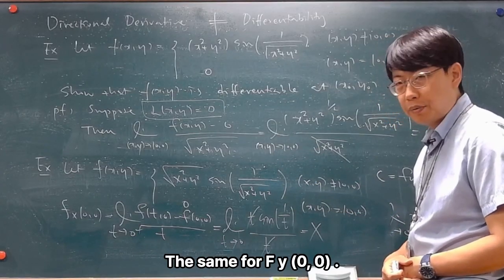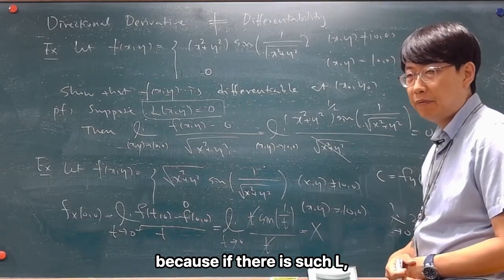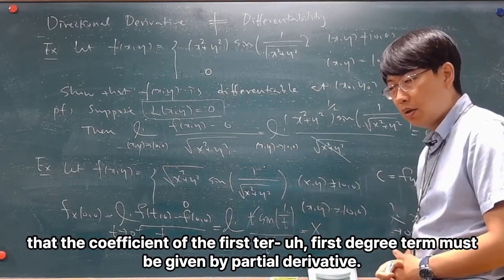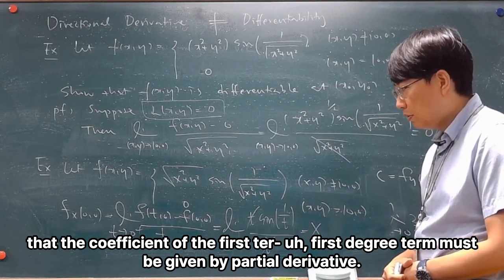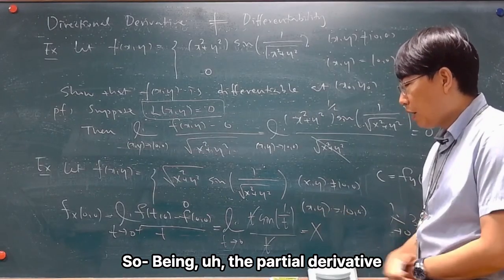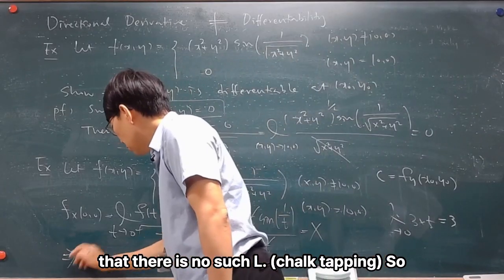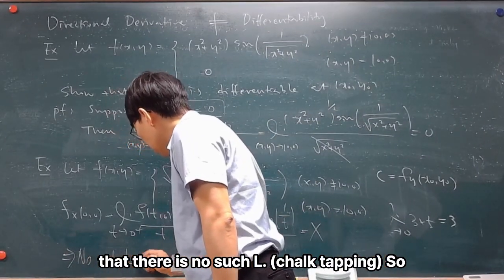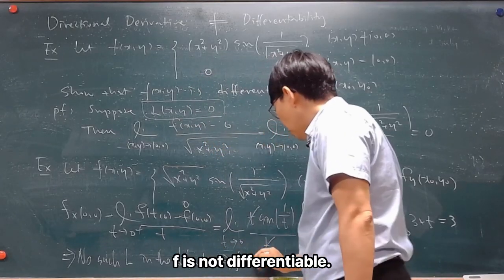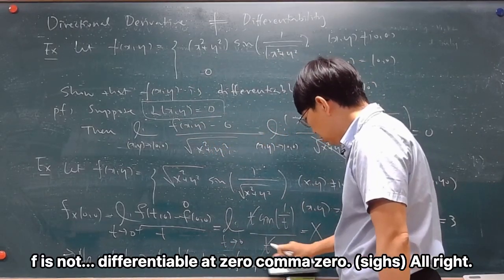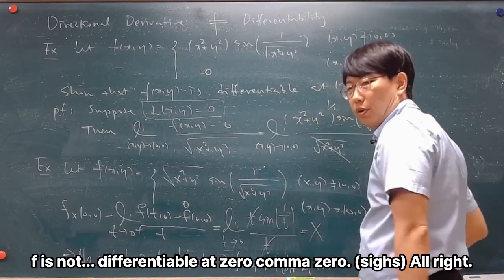The same for fy at 0, 0. So you cannot find the partial derivative, which means that you cannot find L, because if there is such an L, then we already showed that the coefficient of the first degree term must be given by the partial derivative. So the partial derivative not existing means that there is no such L. So what do we conclude here? f is not differentiable at 0, 0.